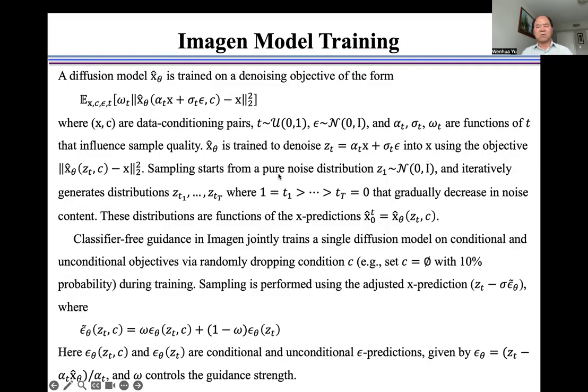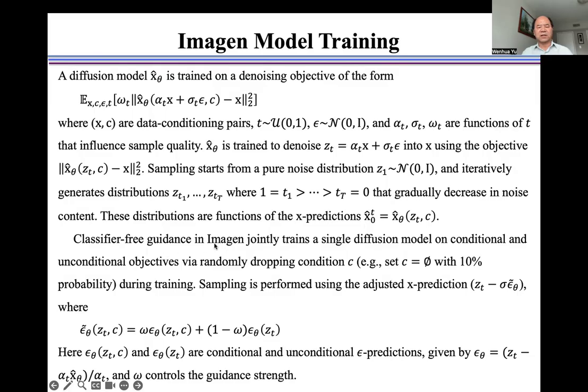Sampling starts from a pure noise distribution z 1 and iteratively generates distributions from z t 1 to z t T that gradually decrease in noise content. These distributions are functions of the x predictions here.